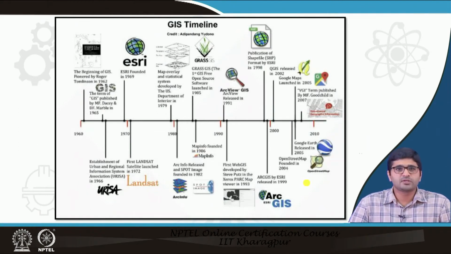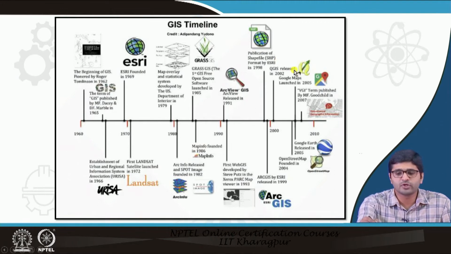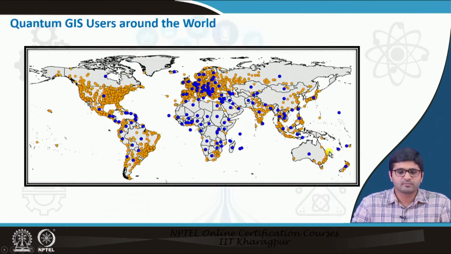When we see the GIS timeline, QGIS falls under the second half of the timeline. Initially, in the year 1960, the beginning of GIS happened. The famous company ESRI was founded in the year 1969. Subsequent to that, from 1980 to 2000, several ESRI products were released, ArcInfo, ArcView, etc. GRASS, which I mentioned earlier, was released in the year 1985. So we can clearly see QGIS was released in the year 2002. Subsequent to that, the famous Google Maps, Google Earth and OpenStreetMap were released.